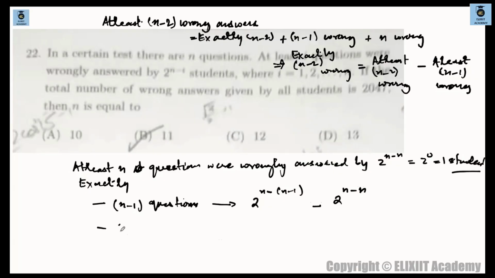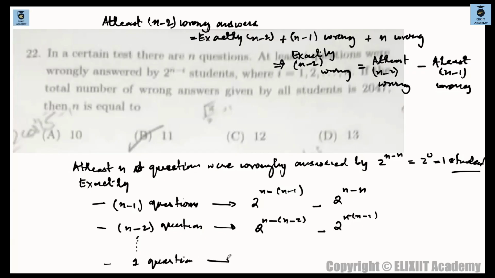Similarly, the next one. For exactly n minus 2 questions wrong, what is the number of ways? What we have to do basically is take at least n minus 2 wrong and subtract at least n minus 1 wrong, which means n minus 1. And so on. This will continue, n minus 1, n minus 2, and so on till 1 wrong question.